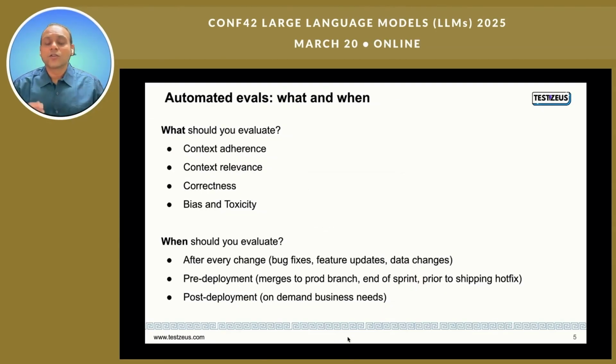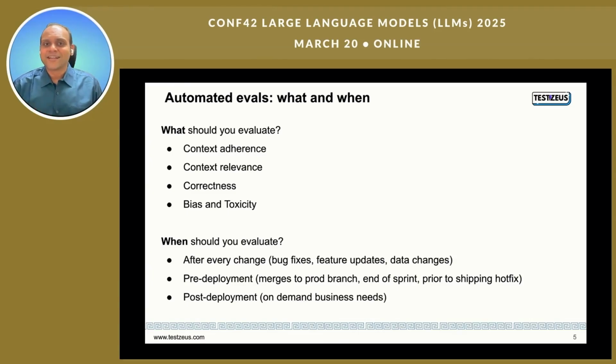That brings us to the automated evals. Now that we know what are evals, let's understand the what and when of automated evals. So, what should you evaluate? You must focus on context adherence, context relevance, correctness, bias, and toxicity in all intelligent applications. And when should you evaluate it?